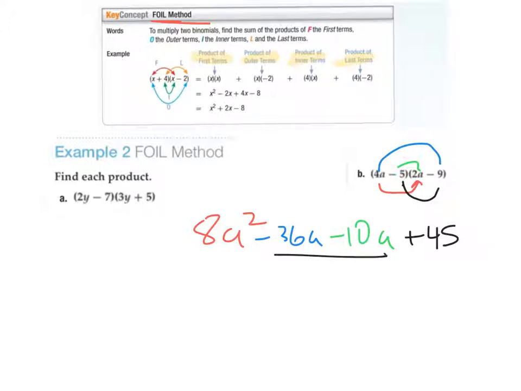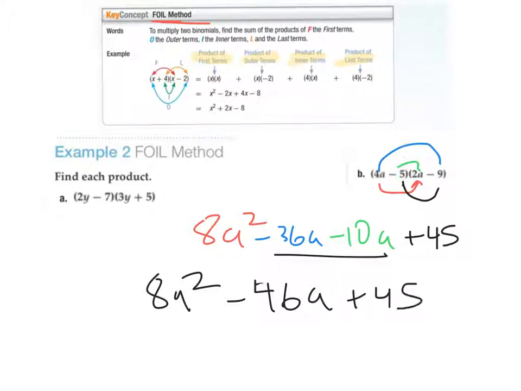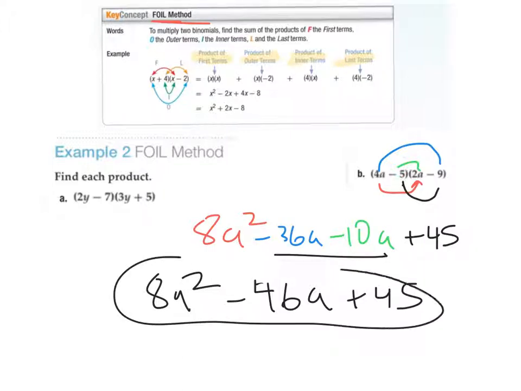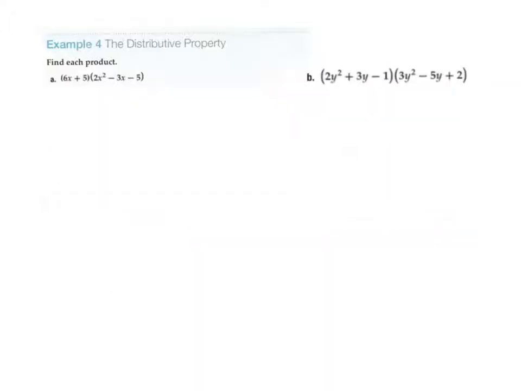Middle terms are alike, so I add them. So I get 8a squared, negative 46a, plus 45. And since it's already in standard form, I have all my like terms combined. That's my answer. Now, when you have more than two terms, like we have right here, we're still going to do the distributive property. So understanding how to distribute is more important than FOIL.